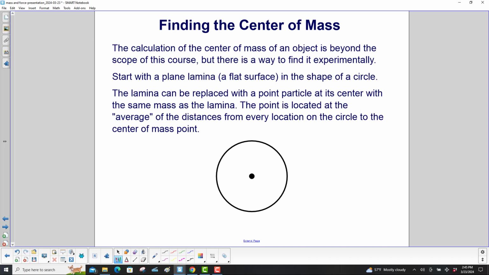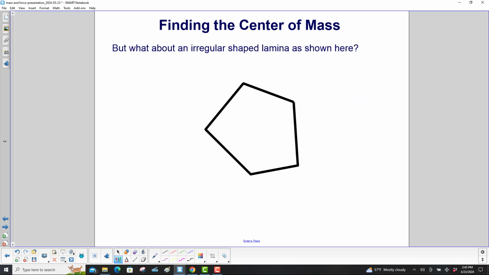The calculation of the center of mass of an object is beyond the scope of this course, but there is a way to find it experimentally. Start with a plane lamina, and that just means a flat surface, in the shape of a circle. The lamina can be replaced with a point particle at its center with the same mass as the lamina. The point is located at the average of the distances from every location on the circle to the center of mass point. But what about an irregular shaped lamina as shown here?